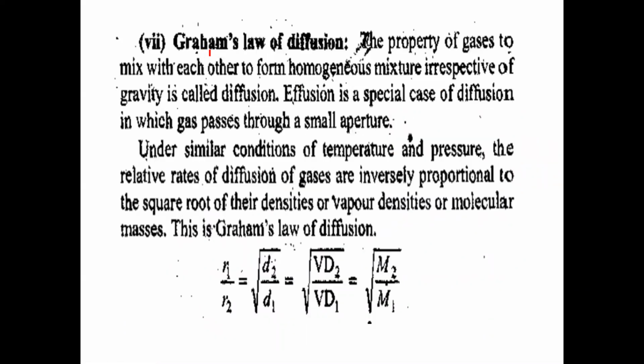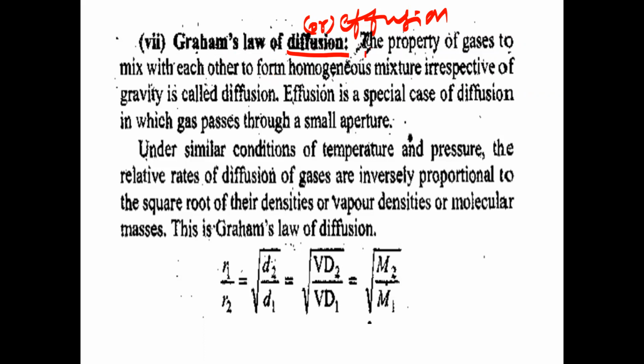And the next one is Graham's law of diffusion, or, as we take another word, effusion. The sudden escape of a gas through small holes, a small orifice, is called effusion. The intermixing of two gases is called diffusion. Intermixing of two or more gases uniformly is called diffusion. Effusion means the sudden escape of a gas through a small orifice, a small hole. So Graham's law is meant for diffusion as well as effusion.